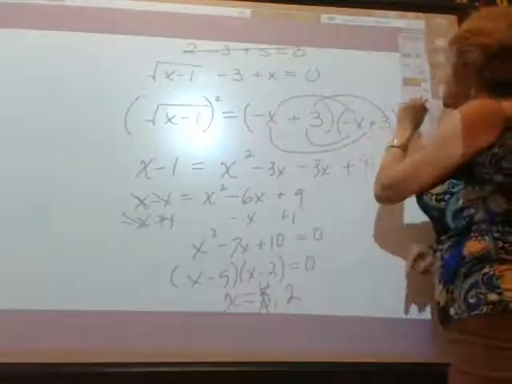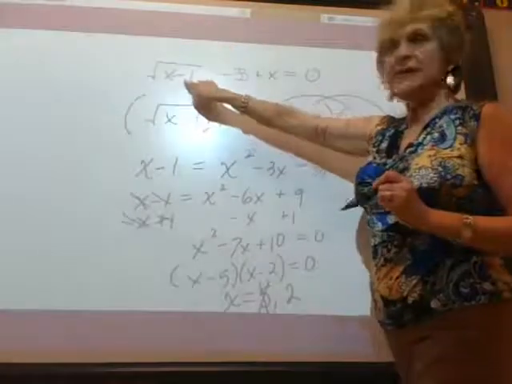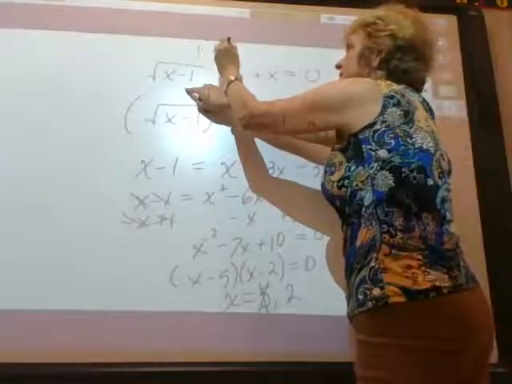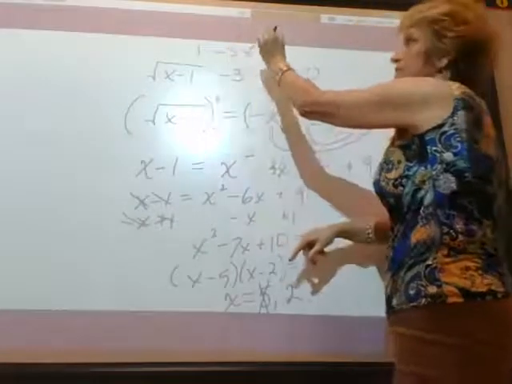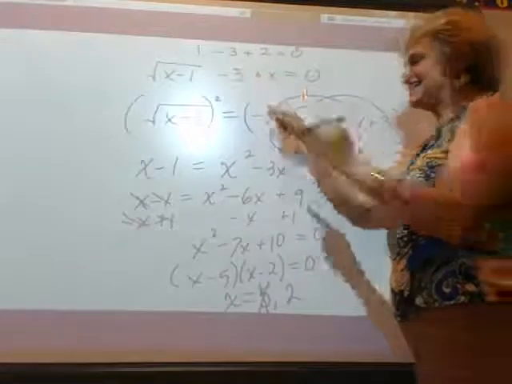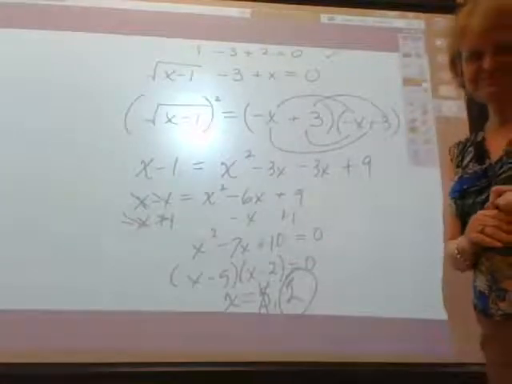All right, let's try 2 and see if it works. Let's plug that in. 2 minus 1 is 1. Square root of 1 is 1. Minus 3 plus, I'm plugging in 2 for x. Is that true? Yes. So 2 is the solution.